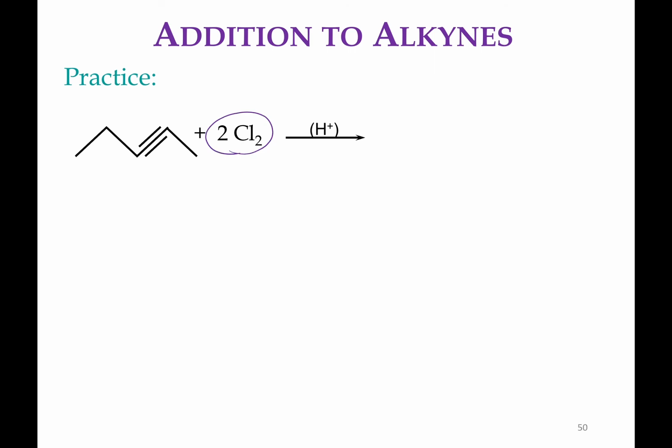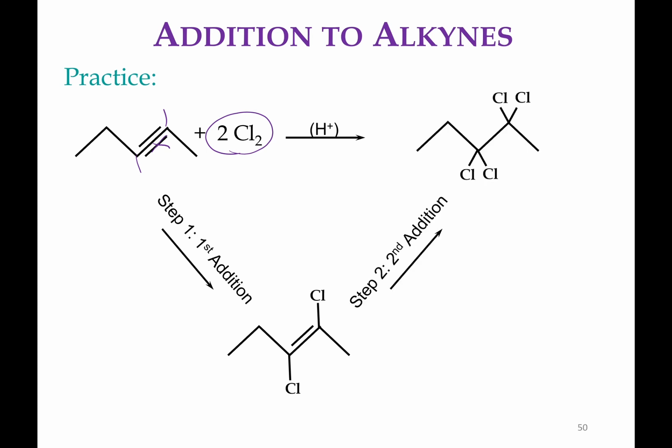All right, 2Cl2, where are they going to go? One goes to one side, one goes to the other. We break one of the bonds and we get this. Then we do it again, and we end up with 4 chlorines on our final molecule instead of just 2, like we would see in an alkene reaction.